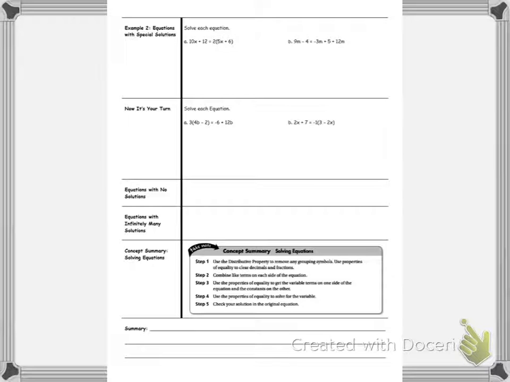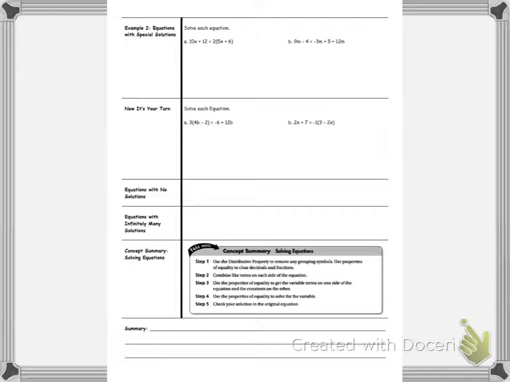Okay, guys, so now we're going to take a look at equations with variables on both sides when we have special solutions, okay? So let's look at this first problem. 10x plus 12 equals 2 times 5x plus 6.